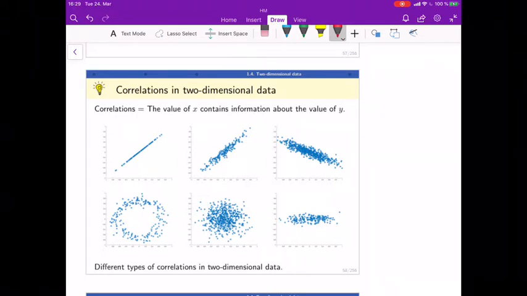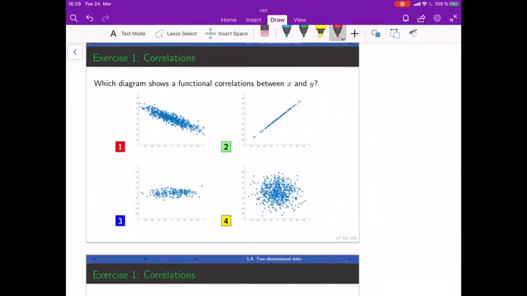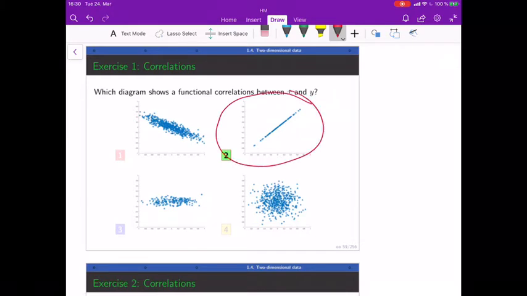Before we start, I'm just going to ask you, which diagrams do you think show a strict functional correlation between x and y? Yes, exactly, this one here, top right. So functional correlation means we can calculate one from the other. So we get a clear non-stochastic relationship here.